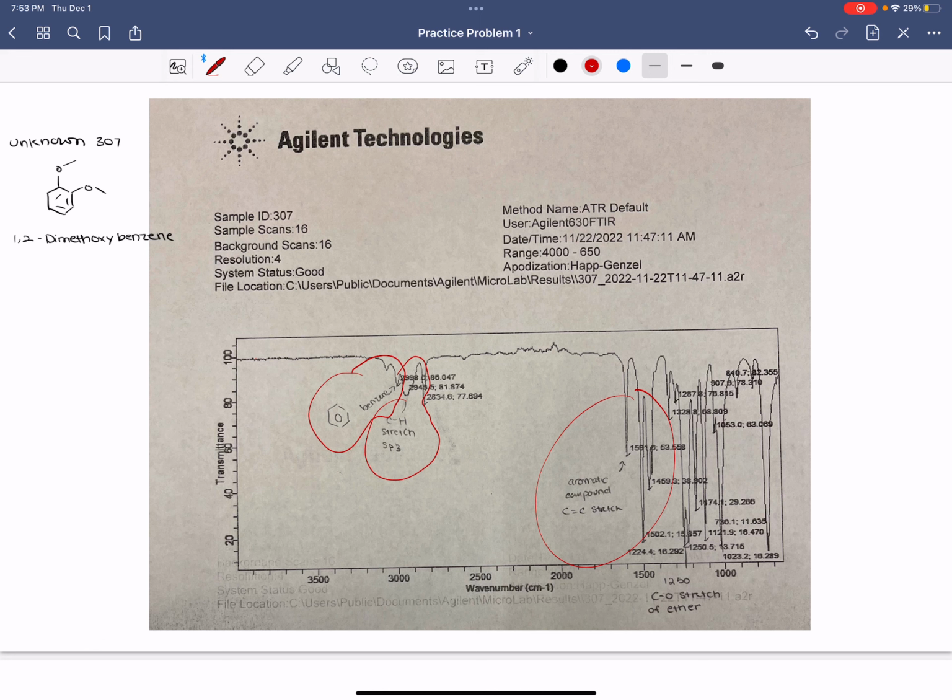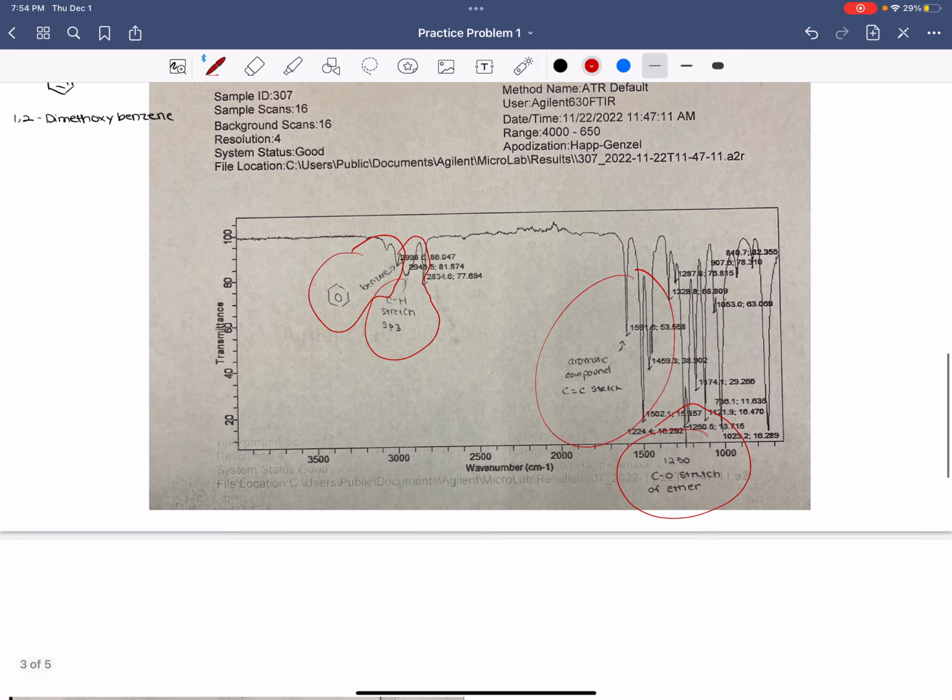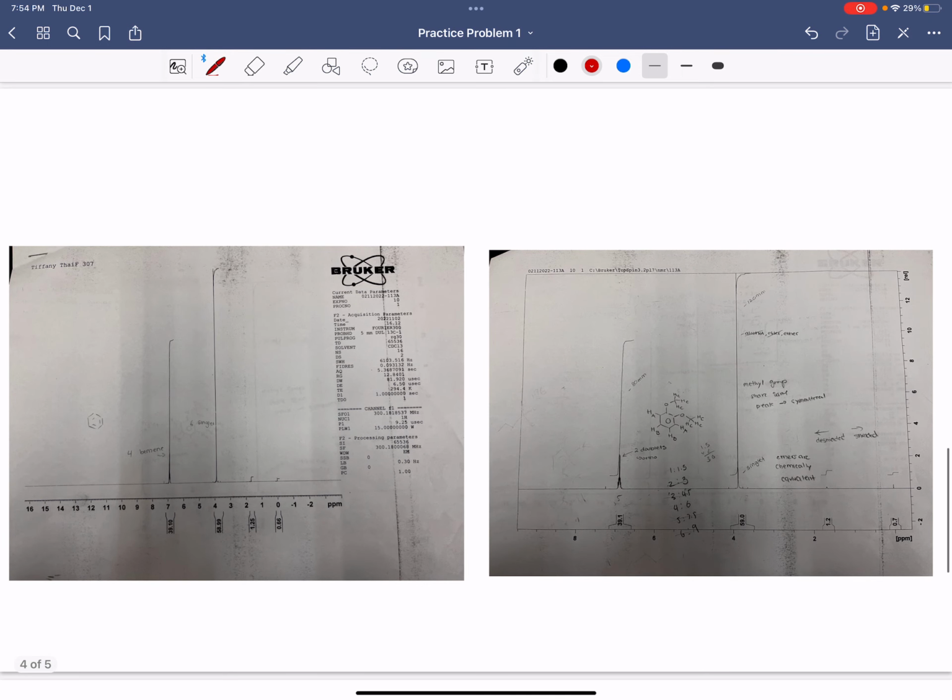And whatever is past 1,500 is usually ignored in this class except for ether. I saw a peak at around 1,250, which implied the presence of CO stretch of ether. However, this needs to be further confirmed through NMR results. So I looked at my NMR results.